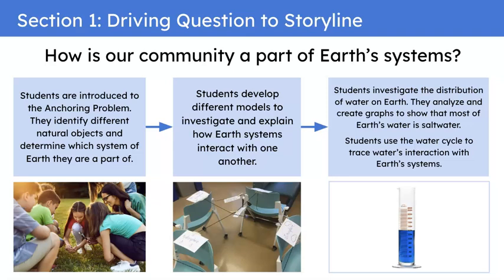To be introduced to the anchoring phenomenon, students will make observations about Earth systems and how humans use and affect them. The driving question of Section 1 is, how is our community a part of Earth systems? Students will go on a nature walk to identify and organize natural parts of the environment and sort their observations into the different Earth systems. Students will develop models to investigate how Earth systems interact with each other and then explore the distribution of salt versus fresh water on our planet. Throughout Section 1, students will create and continue to update a community model that includes Earth systems and how they interact.